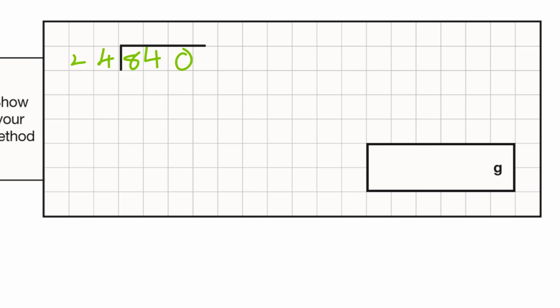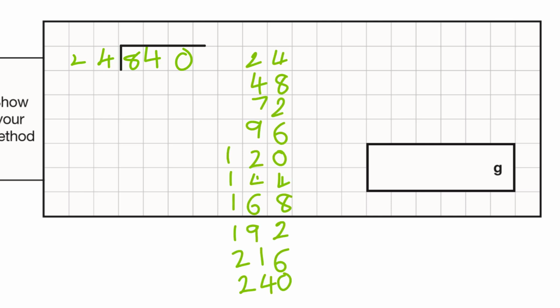So let's have a quick go. So 24, what I would do is I would write out my 24 times tables first. So I'm going to quickly jot those down. So I've quickly jotted down my 24 times table and now I can start to solve. So 24 doesn't go into 8, it goes into 84. If I look down my list here, it goes in 3 times. So 3 times. I prove it by writing down how many times. So 84 minus 72. 84 take away 72 is 12.